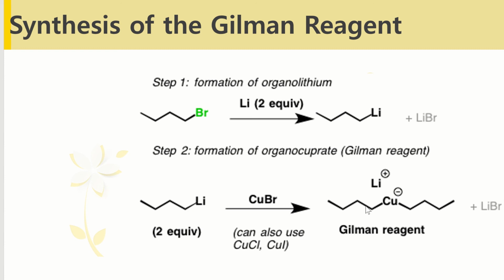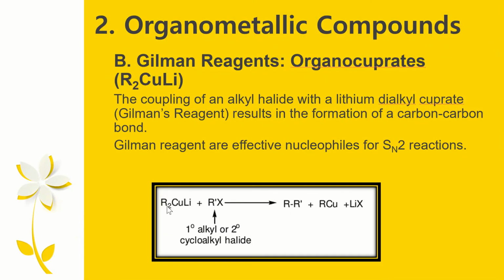So just to reinforce here that when we say R2, well, this is a structure, and 1, 2, 3, 4 carbons on this side, 1, 2, 3, 4 carbons on this side. So it's the same R group twice on the lithium dialkyl cuprate. And just to reinforce here that the new bond is now formed between this alkyl halide and one of the R groups to form the new carbon-carbon bond.